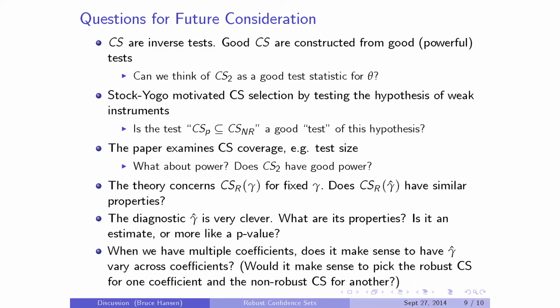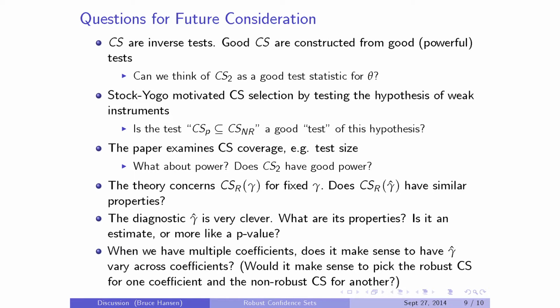So what I mean by that is that when we do classic testing, p-values are really cool because under the null hypothesis, they can be interpreted as a uniform random variable. Is it something like that? I don't know. Might be something useful to think about.